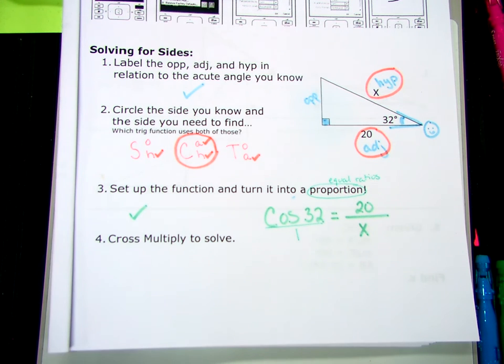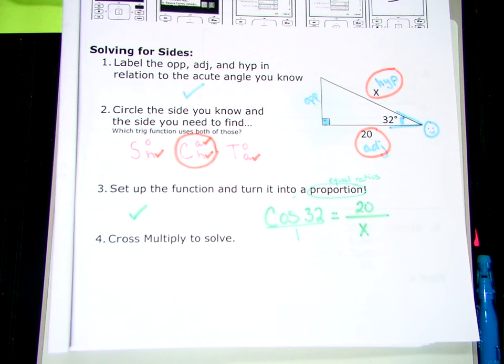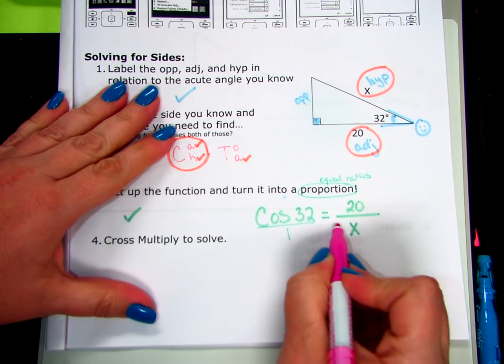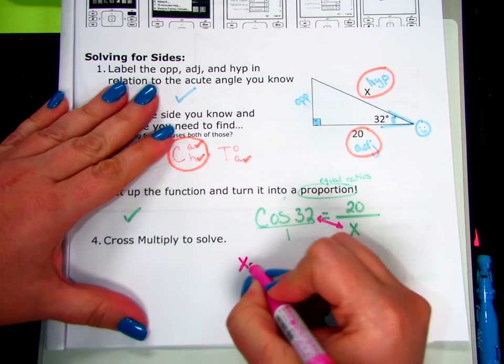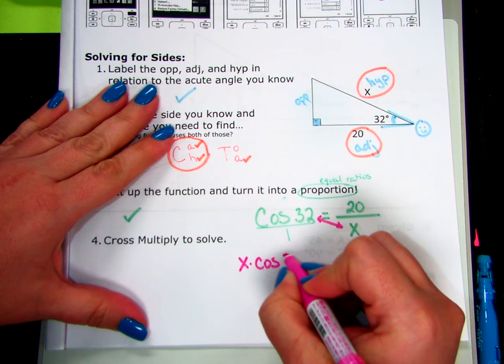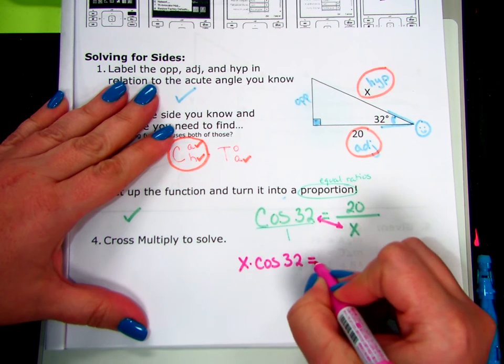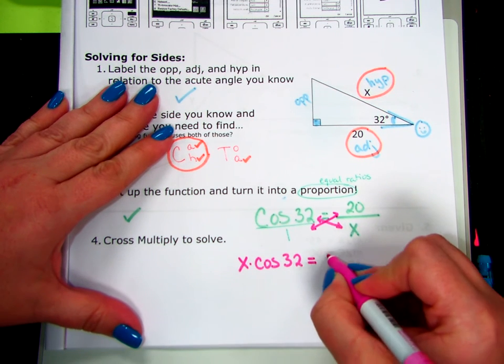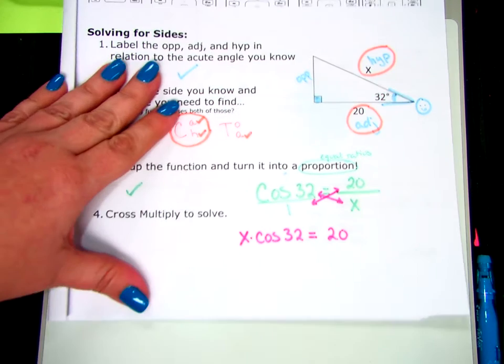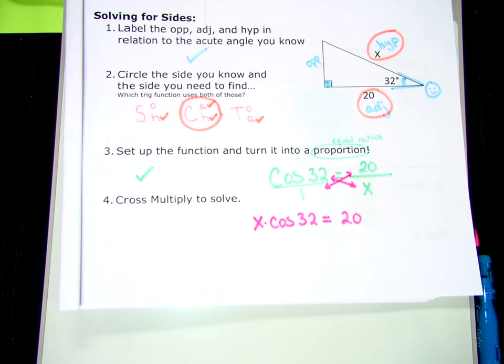Your final step is to solve. That's all we have left to do. So step 4 says cross multiply to solve. So usually I'll start with the x and I'll multiply these two together. So x times the cosine of 32 equals, and then multiply these two. 20 times 1, that's just 20. So we cross multiplied, now we just need to solve for x.